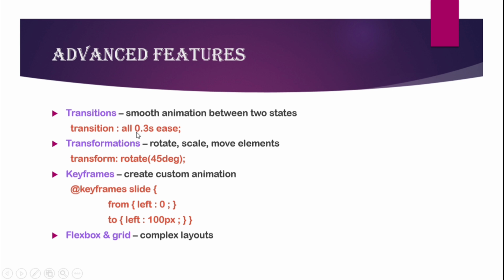Okay. Then we have transformations. What is transformation? Like we want to rotate, we want to scale the image. That means you want to enlarge the image when you hover onto it, or you want to shrink the image, or you want to move the elements towards the right side, left side, or up and below. Then we use transformations. For that, we have the code transform: rotate 45 degrees. So this will only apply whenever you hover onto that particular element. Whenever you hover onto any element for which transform rotate 45 degrees is mentioned, then automatically the element will rotate 45 degrees.